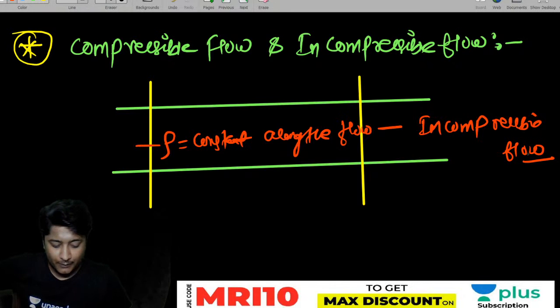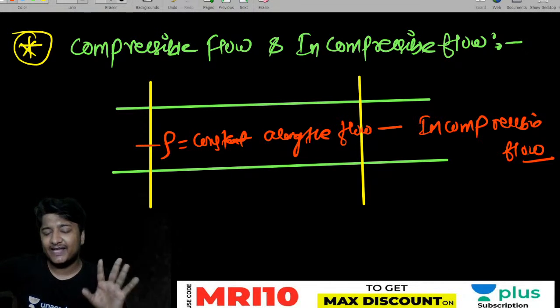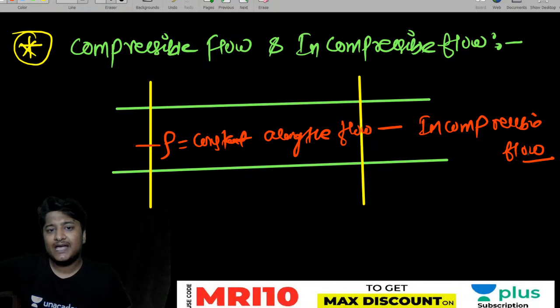Due to variation in the volumetric changes, whereas mass density will vary in case of compressible flow throughout the length of flow, along the length of the flow.